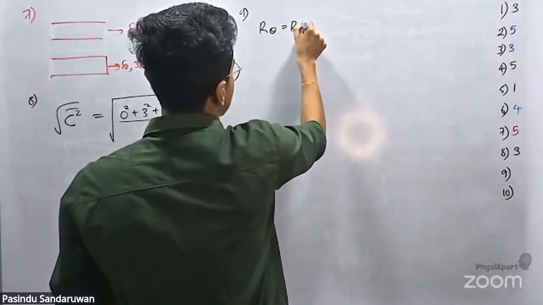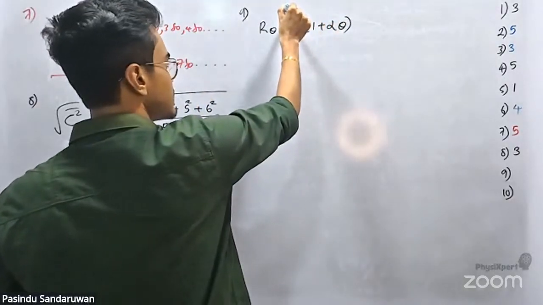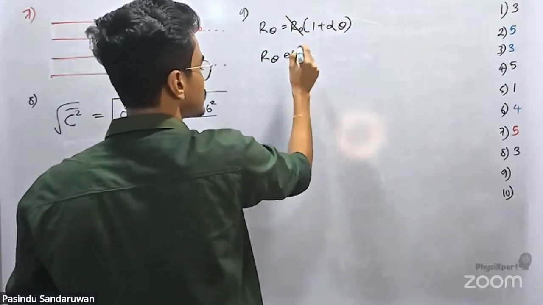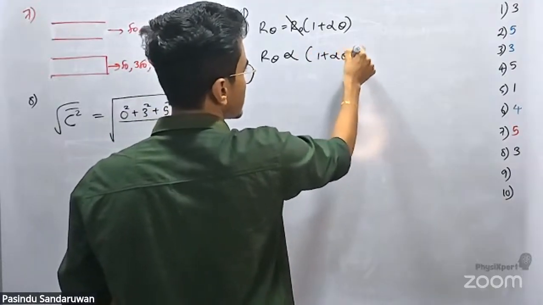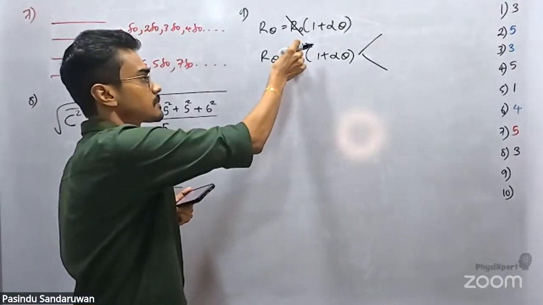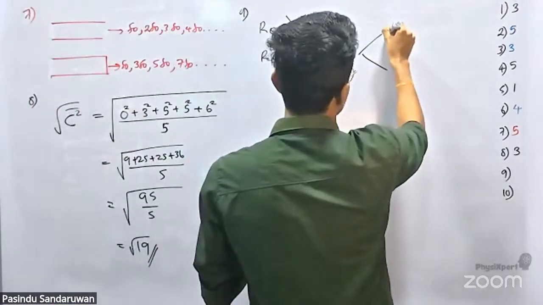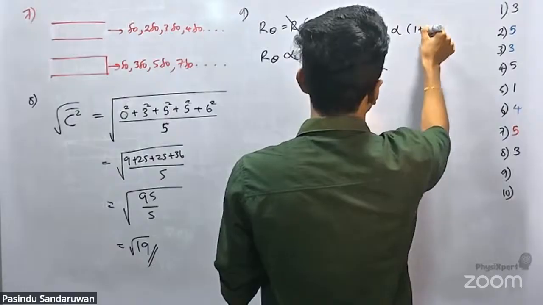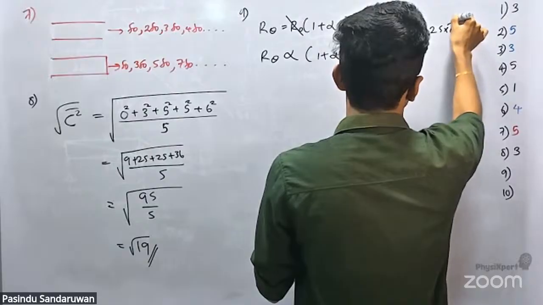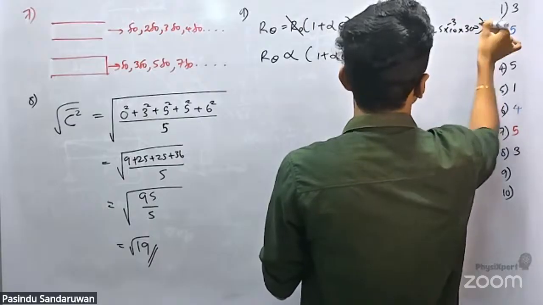R theta equals R naught (1 plus alpha theta). R naught is the resistance at 0 degrees Celsius, which is a constant. Therefore, R theta is proportional to 1 plus alpha theta. I'm going to apply this twice. For the first scenario, 1 ohm: 1 is proportional to 1 plus 1.25 times 10 to the power minus 3 times 300.